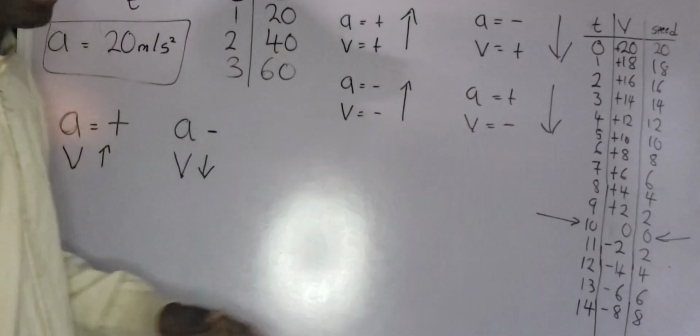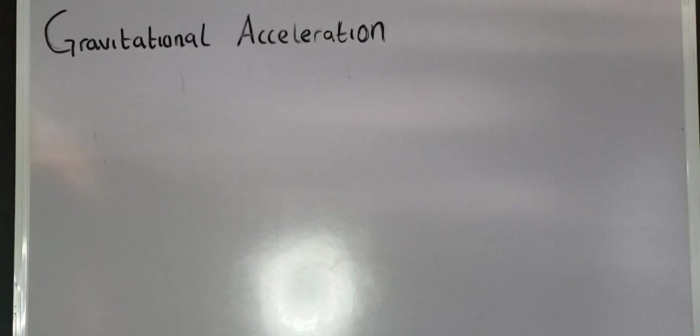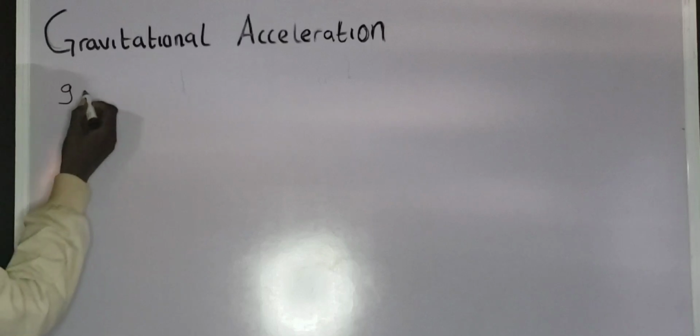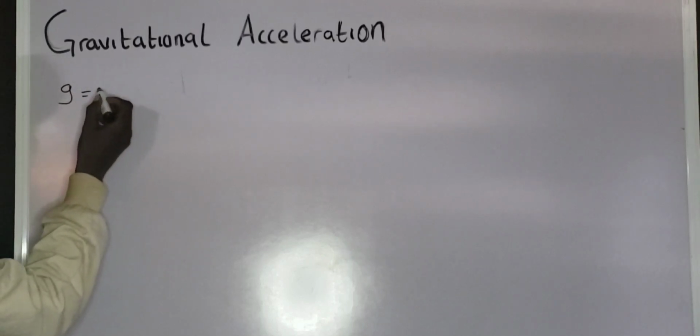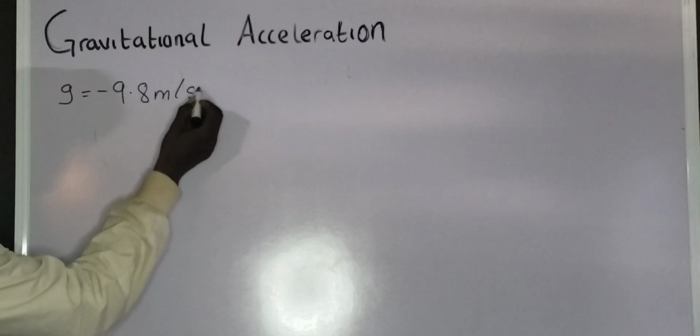Do you understand? Now, let us proceed to gravitational acceleration. In physics, the gravitational acceleration is represented by a symbol that looks like g. It is 9.8 meters per second squared.